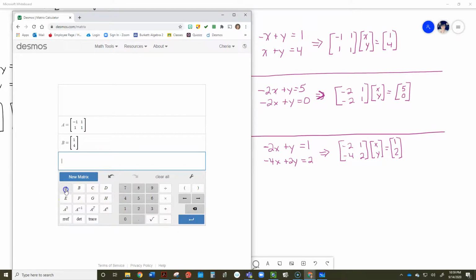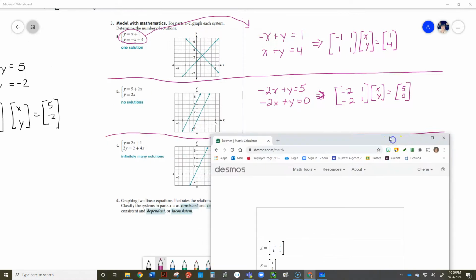Okay, and then the inverse of matrix A, and there's the inverse of matrix A right there. That's the inverse of matrix A, times matrix B. And see, it gives you the answer. It gives you the answer in fraction form, or it gives you the answer in decimal form, 1.5, comma 2.5. And if you come over here and look, there's 1.5 and go up 2.5.